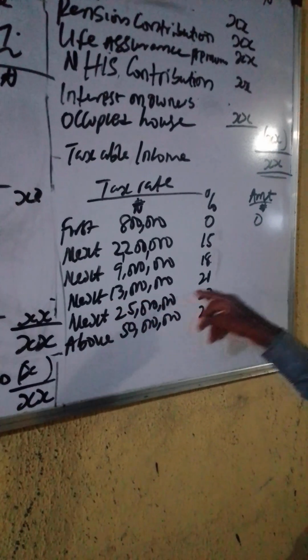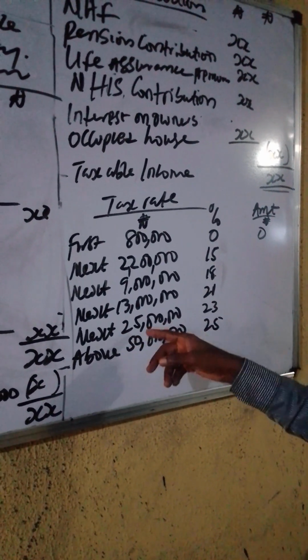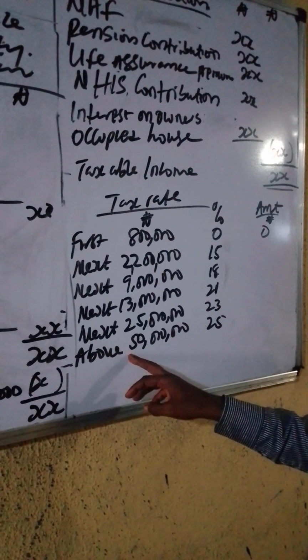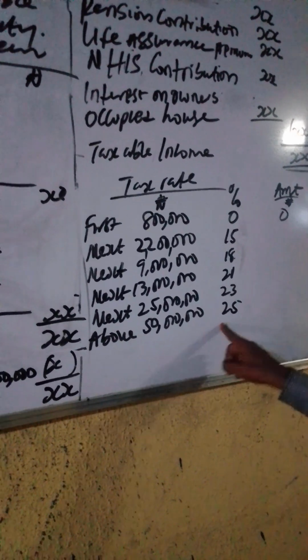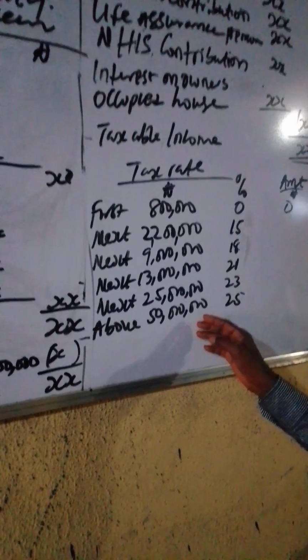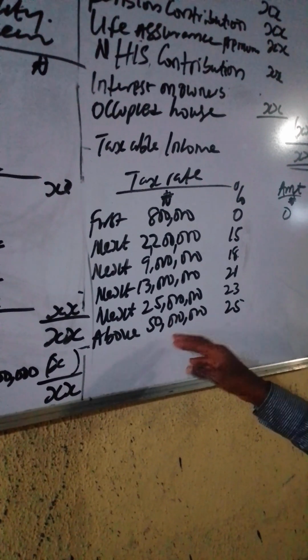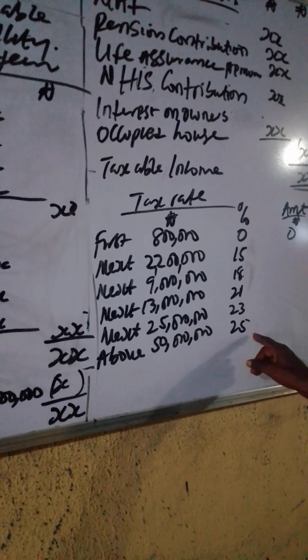Then the next 30 million is 21%, and 25 million is 43%, and above 50 million, 25%. Now, if we have put this figure here, it's also too small based on the inflation rate in Nigeria. At least people earning from 100 million annually should be on this page.